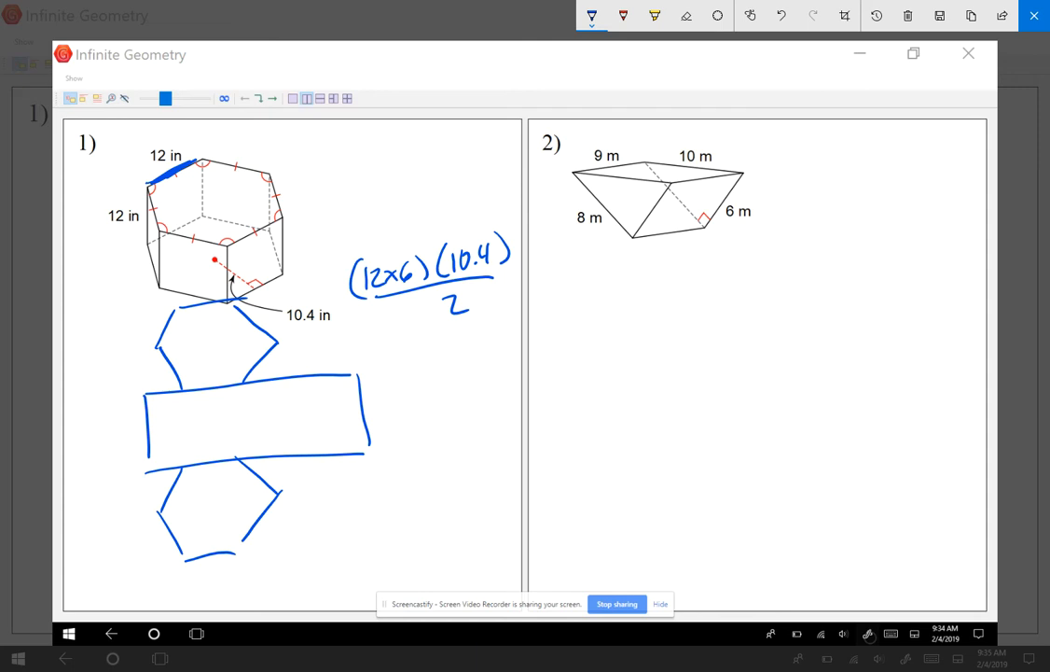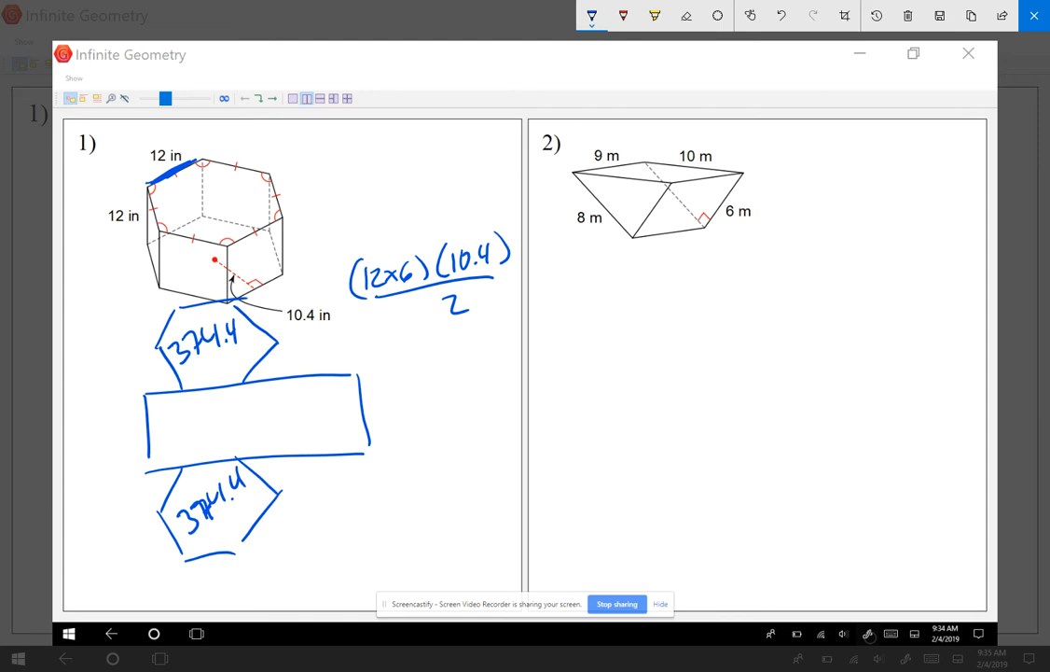And it gives me that each of my bases is 374.4. Each of my bases, right? Perimeter times hypotenuse divided by 2.